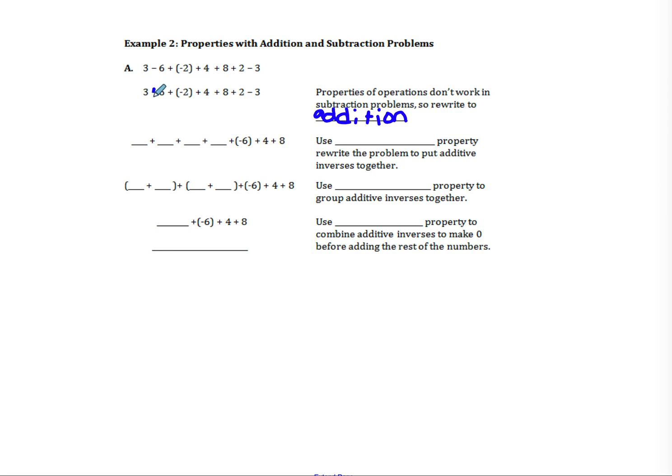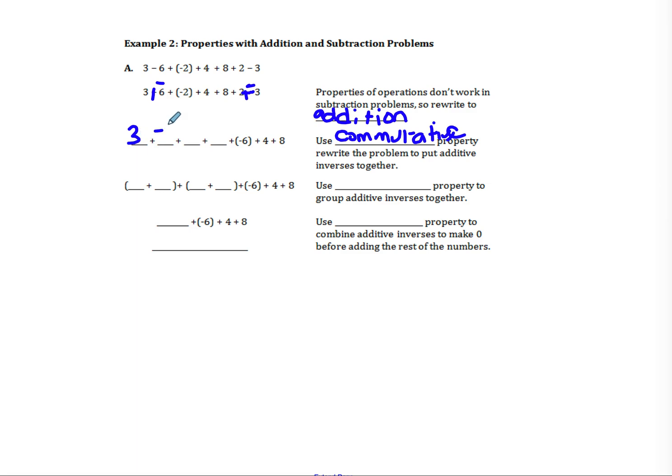All right, so I'm going to do boom, boom. That's going to be a -6. And boom, yikes, boom. That's going to be -3. Okay, now I can look for some inverses. I'm going to use commutative property to help combine my inverses, or line them up, I guess. I'm not going to combine them yet.